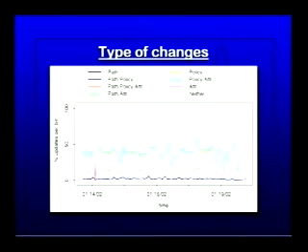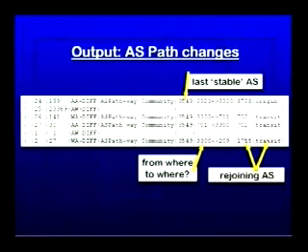So what else is interesting is that from the bottom to the green line, which is also slightly under 50%, are all changes due to AS path changes. So the output of our tool looks like this in a little bit more detail, but I don't have the time here to go into details.